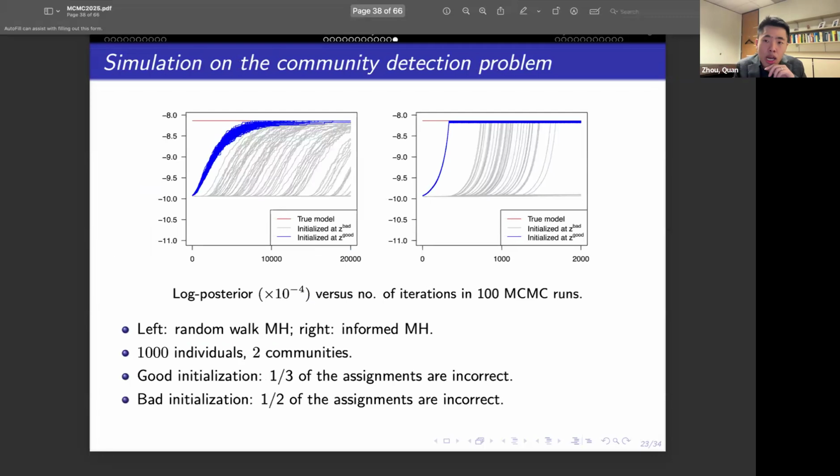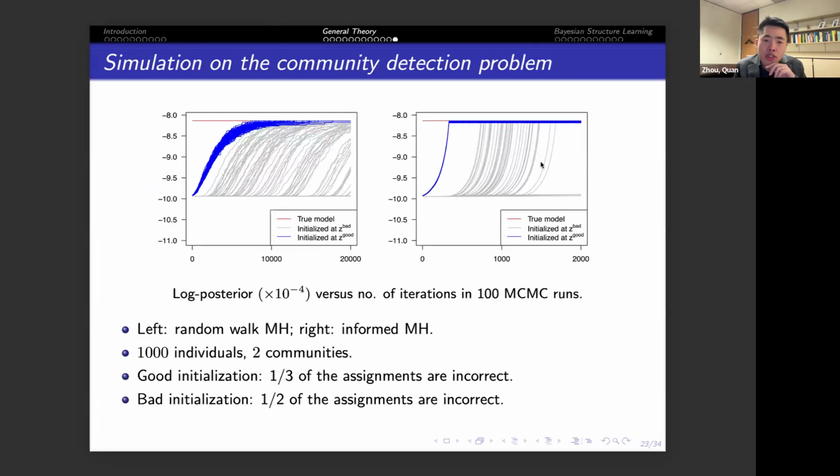Okay. And here is a simulation we did on the community detection problem. For this problem, we are interested in the community assignment of P individuals. Here I'm considering 1,000 individuals, and I only consider 2 possible communities. And then I consider 2 possible initializations. For the good initialization, we let 1/3 of the assignments be incorrect. And for the bad initialization, we let 1/2 of the assignments be incorrect.